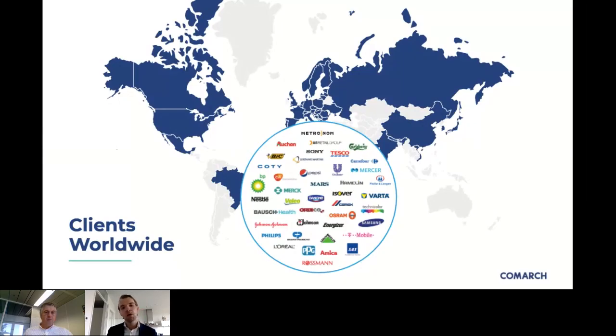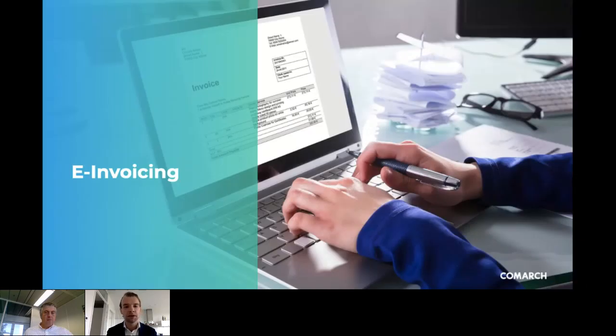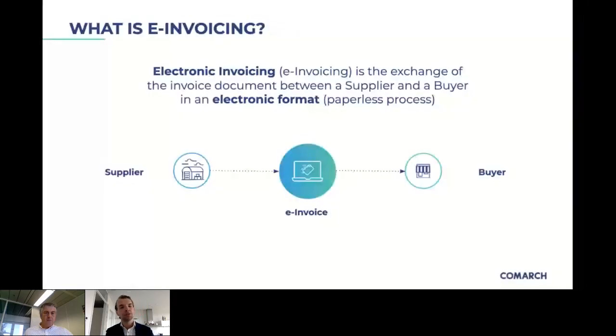Now I will give you a very quick introduction about e-invoicing. If you're not familiar with e-invoicing, electronic invoicing is basically the exchange of the invoice document between a supplier and its buyer in an electronic format. Now, some people think that an electronic format also includes a PDF file, but actually this is not true. A PDF is not an electronic format. An electronic format means an XML file or an EDI file that can automatically be recognized by an ERP system, and there's almost no manual labor involved.